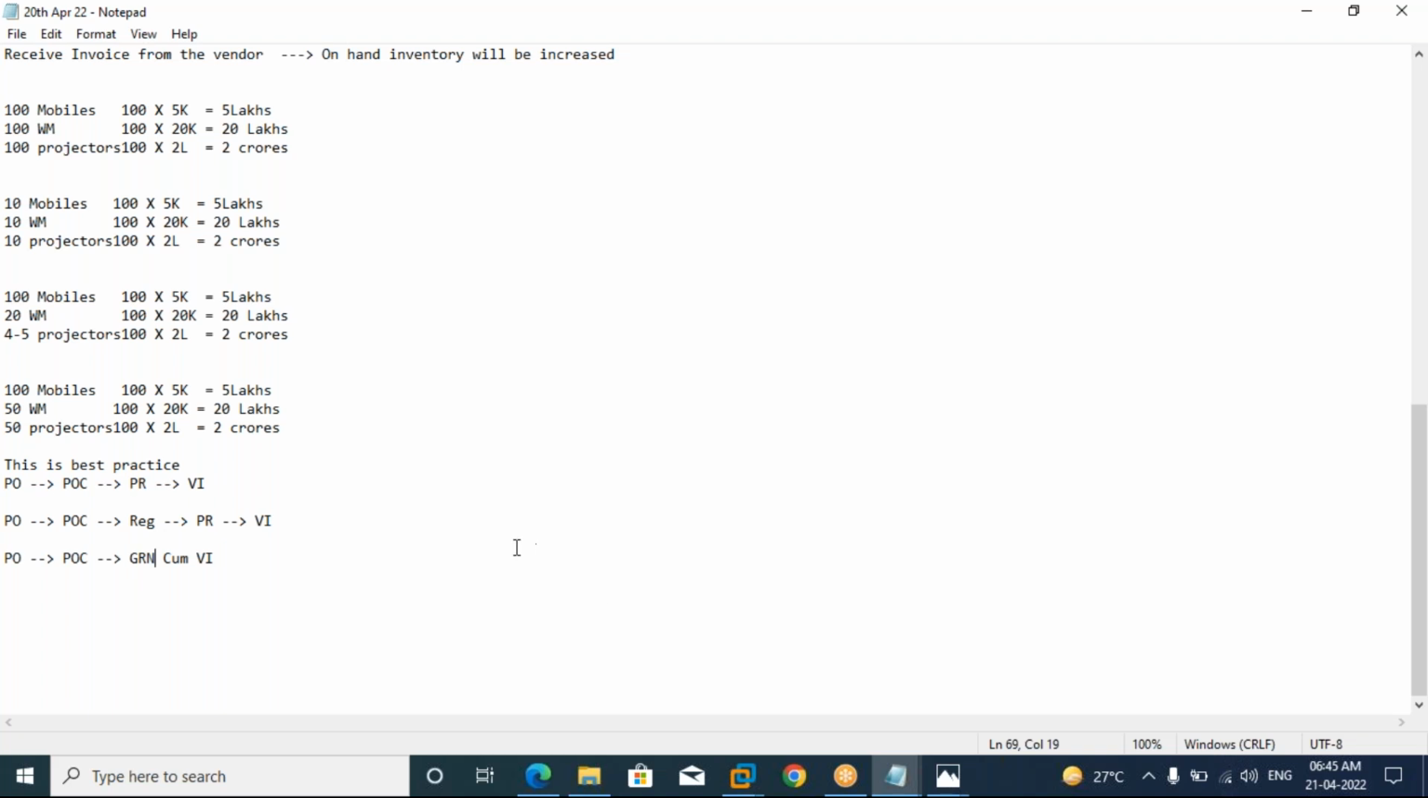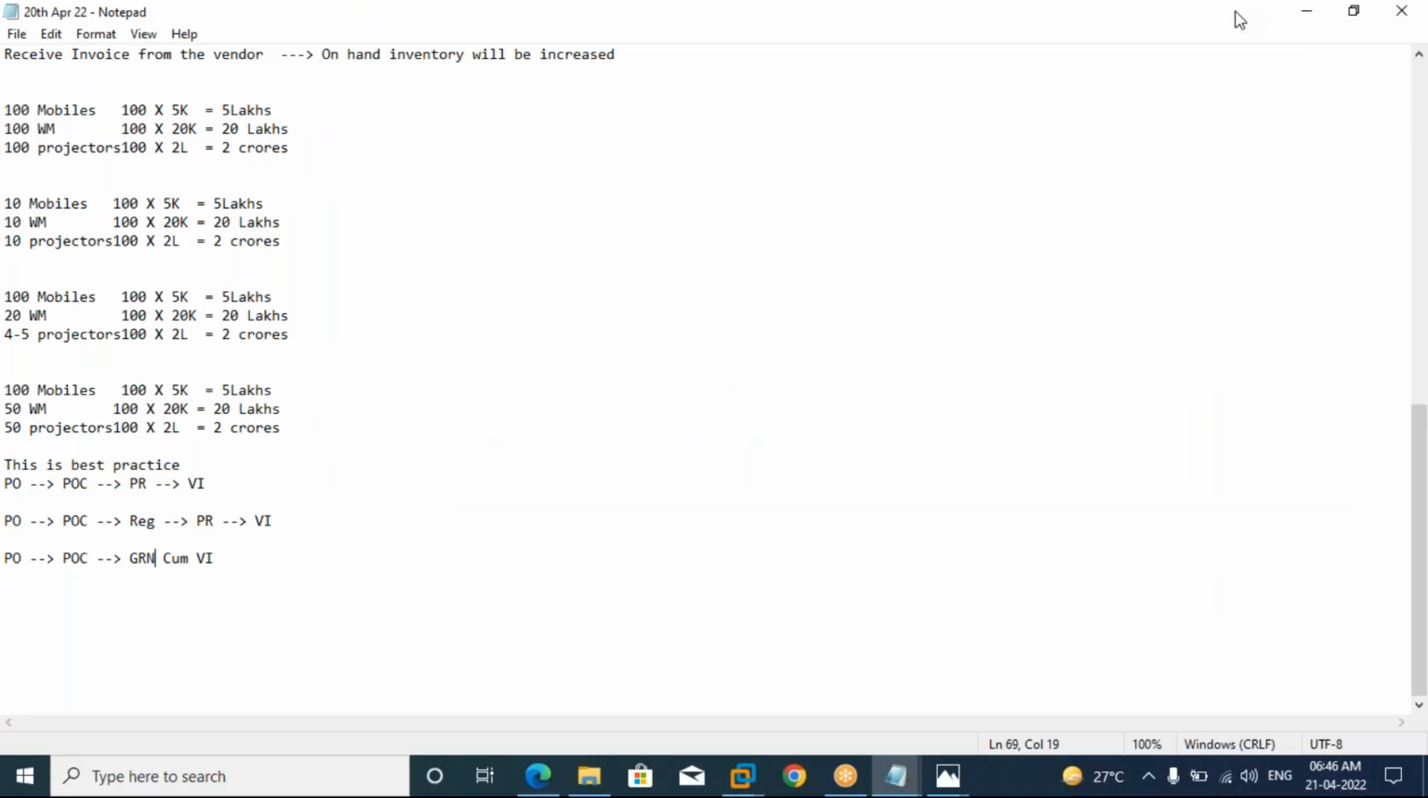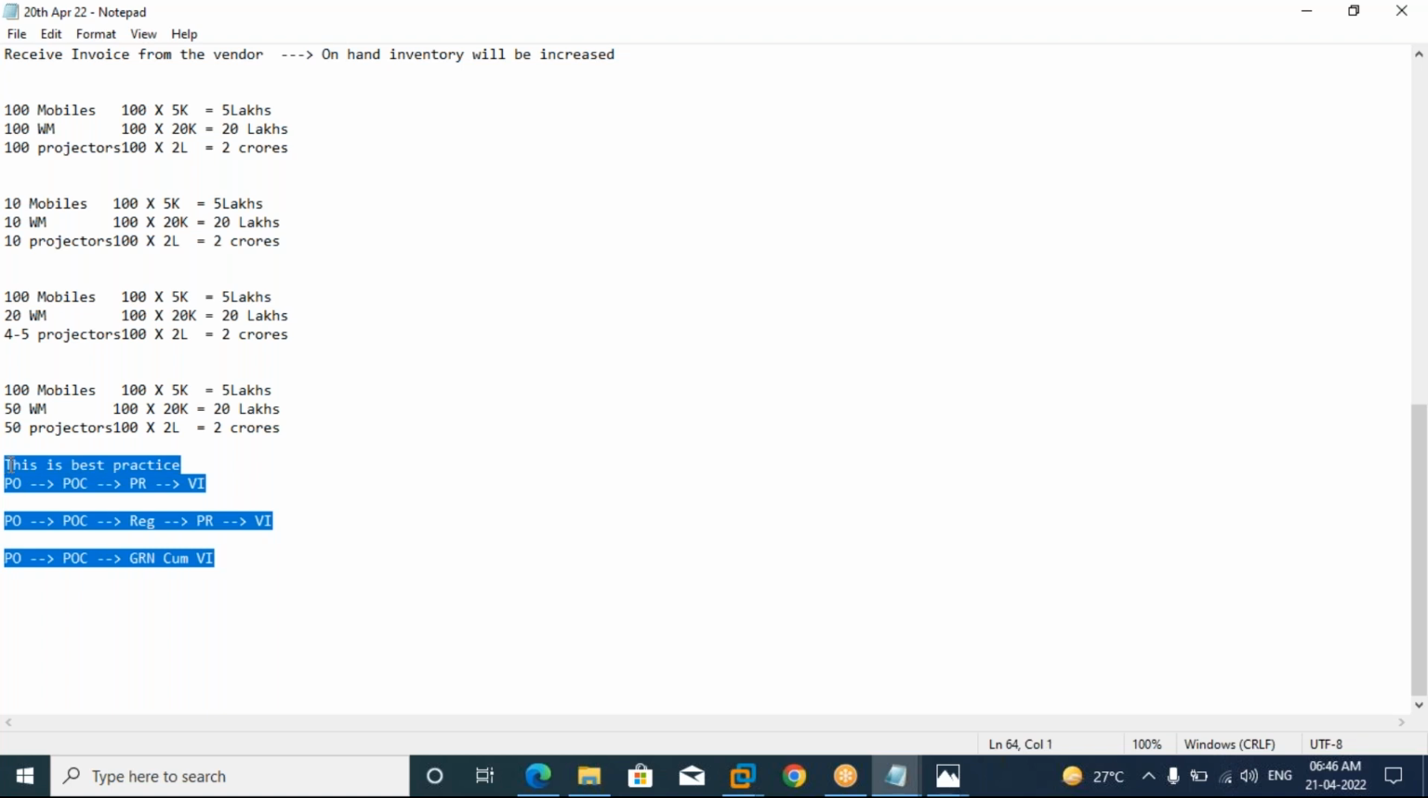GRN come invoice. Understood? Any questions here? So till now, you learned purchase order in 3 different ways. The first, whatever I have explained, is the best practice. Second option you have learned. Third option you have learned. So you need to practice purchase order creation.